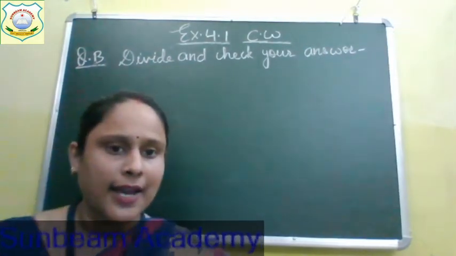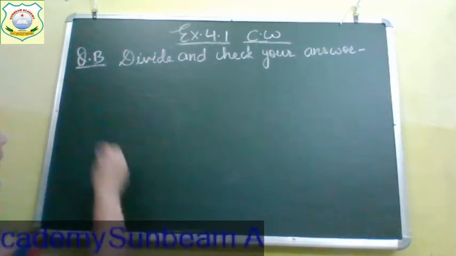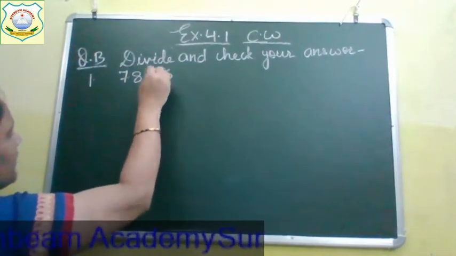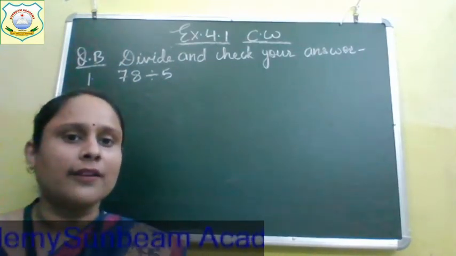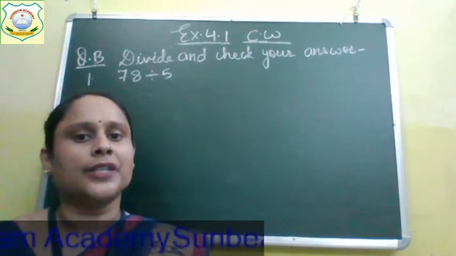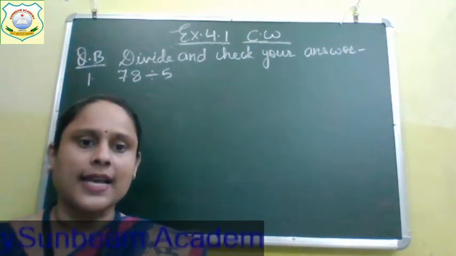Divide and check your answer. First question is 78 divided by 5. Now children, when this type of question is given to you, what we have to do is, first we will divide and after that we will check our answer. What is the checking formula?